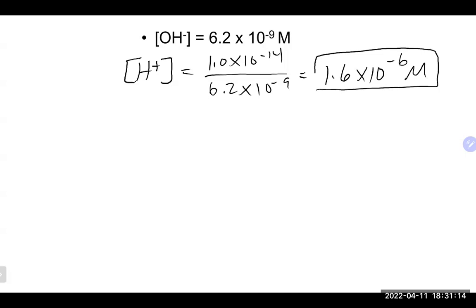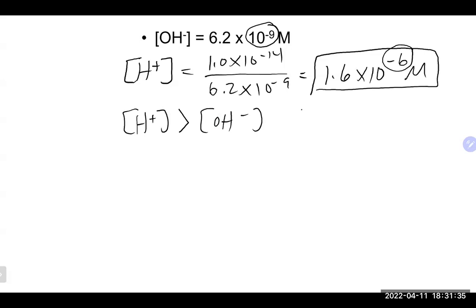Question on that one there. Is this acidic, basic, or neutral? We're comparing this number here to this number here, and it is the H plus that is actually larger in this case than the OH minus, and it would be acidic in that case. Any questions on that there?